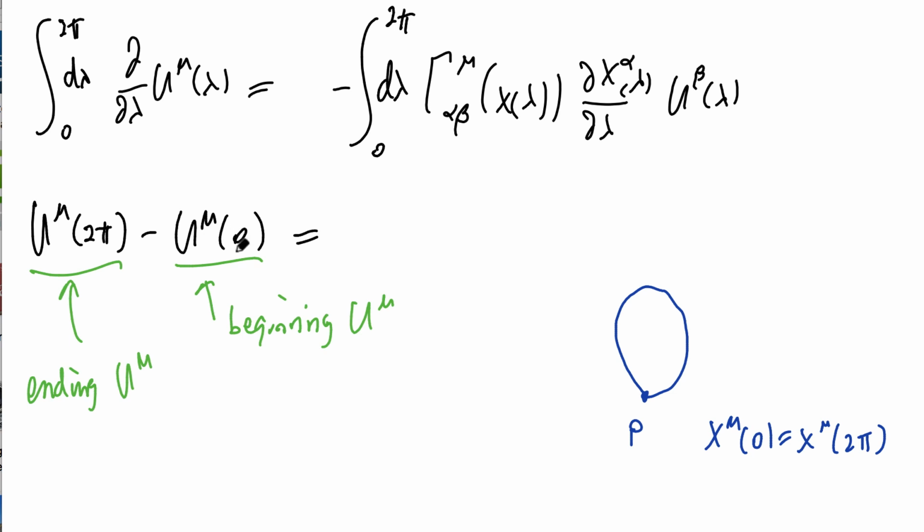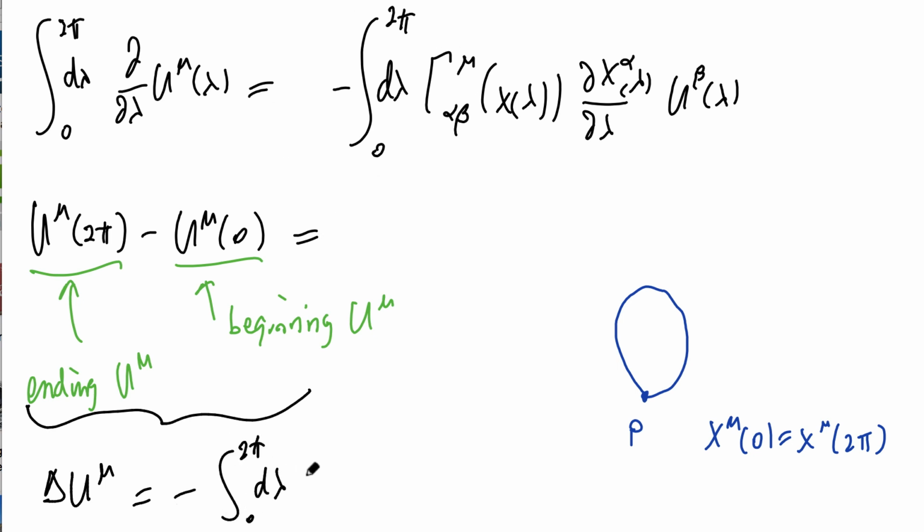We want to compute how much the vector changes as it's parallel transported around this complete loop, and that change is just given by this difference. Let's go ahead and call this change in u delta u. And then that equals minus the integral from 0 to 2 pi of d lambda times Christoffel symbols gamma mu alpha beta evaluated along the loop x of lambda times, we'll just call this x dot alpha of lambda, and u beta of lambda.